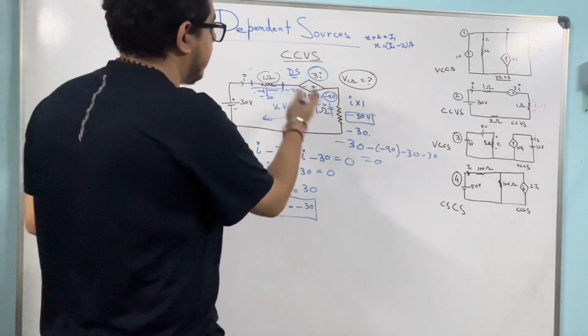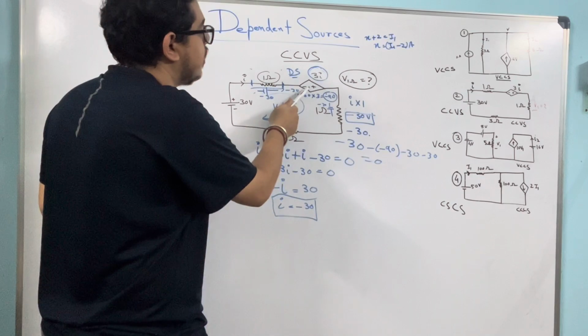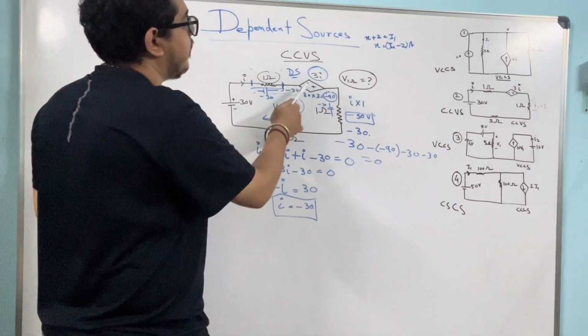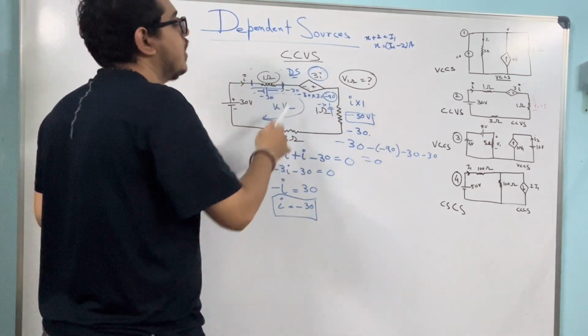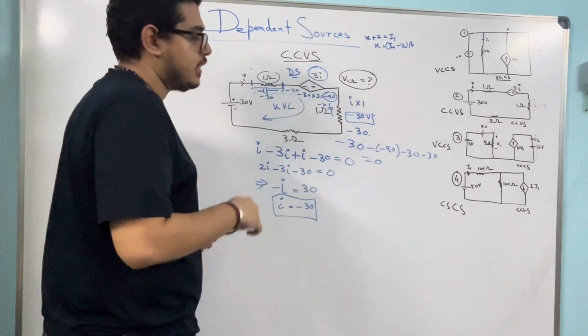So like that we can solve each problem. There we were having a current source, and here we were having a potential source, a voltage source, whose value was dependent on the current. So we find out the current first, then solve the problem.